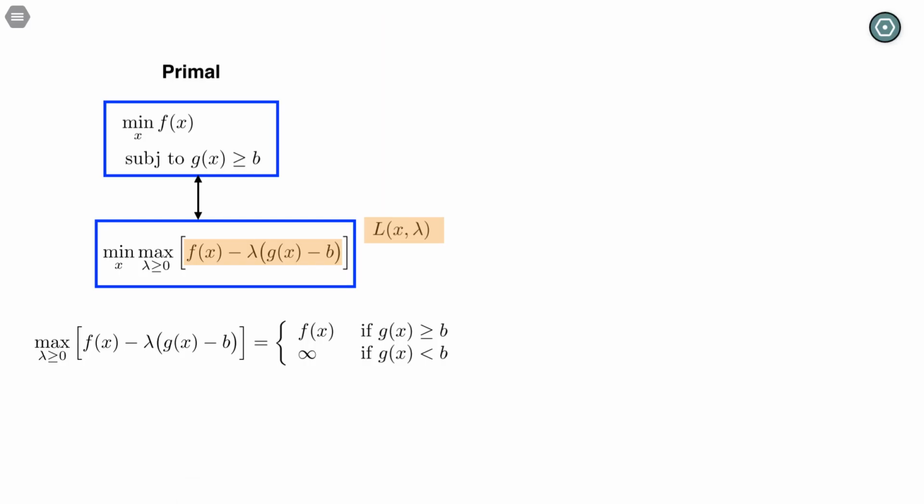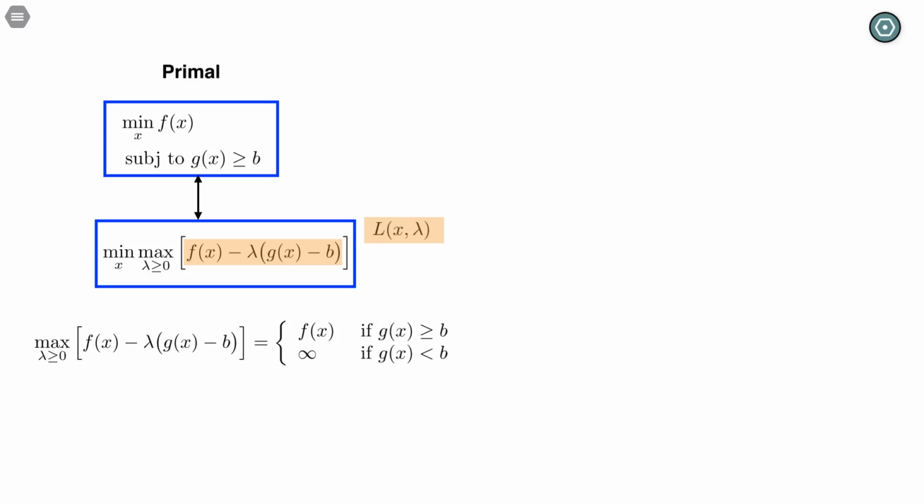So next, let's talk about the duality between the primal and the dual problem. So here's the general primal problem where we aim to minimize f(x) subject to an inequality constraint that g(x) is bigger or equal to b. And first, let's define the Lagrangian of this problem, which is equal to f(x) minus lambda times the constraint.